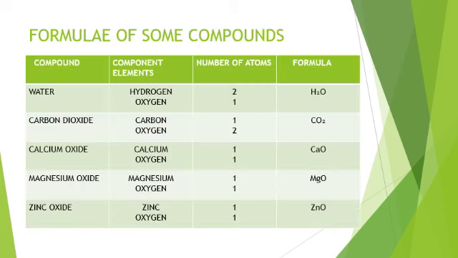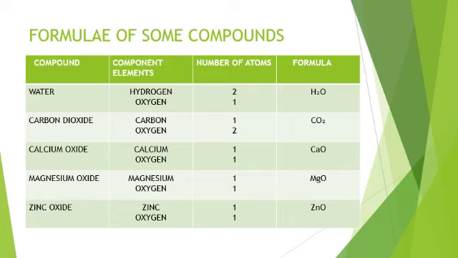Formulae of some compounds. Compound name is water. Component elements hydrogen and oxygen. Number of atoms: hydrogen 2 and oxygen 1. Formula H2O. Carbon dioxide. Component elements carbon and oxygen. Number of atoms: carbon 1, oxygen 2. Formula CO2.